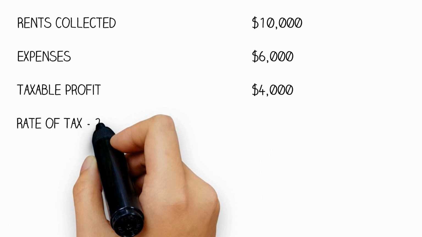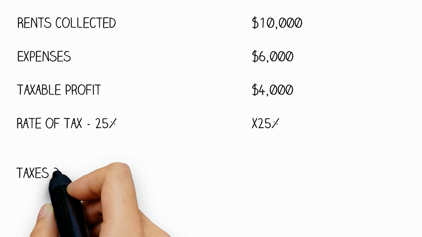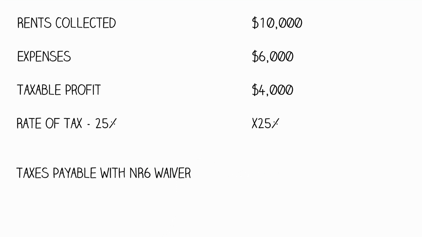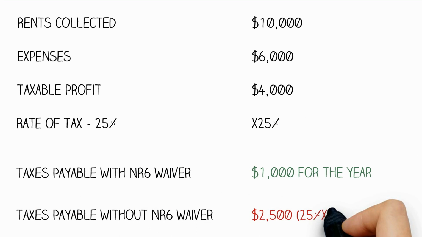With an approved NR6 waiver, what's the amount of tax you have to pay? If the NR6 is approved, the tax would be only $1,000 instead of $2,500. Be sure to file your NR6 and get it approved by the CRA before your first rent payment is due.